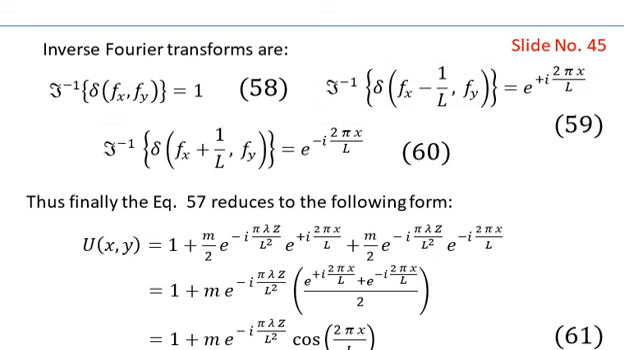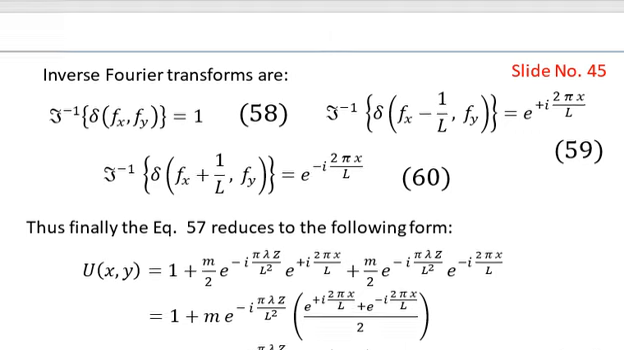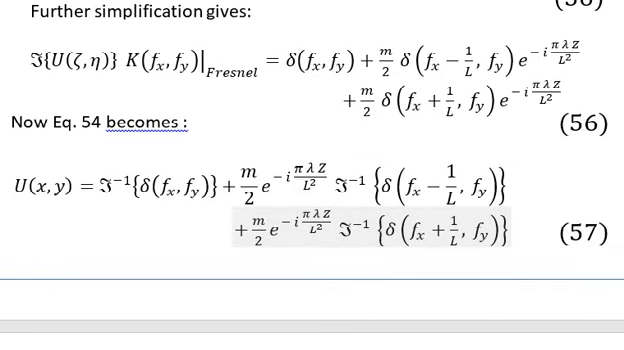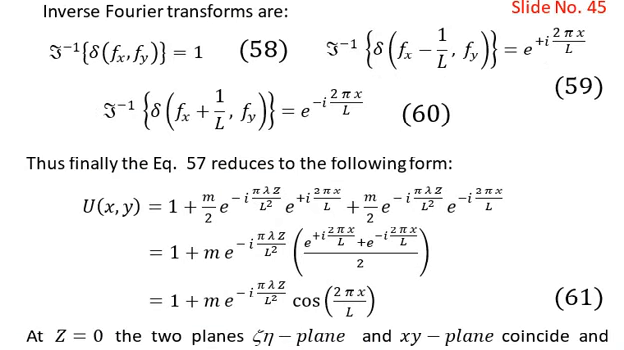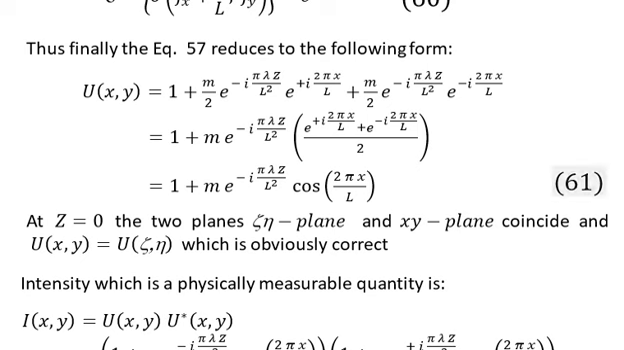And in the third, which is shown in equation number 60, if you take the inverse Fourier transform of delta of fx plus 1 over L comma fy, you will get e to the power minus iota 2 pi x over capital L. Thus finally equation 57 reduces to the following form. Substituting these inverse Fourier transform computations in equation number 57, we come up with the end result as shown in equation number 61.